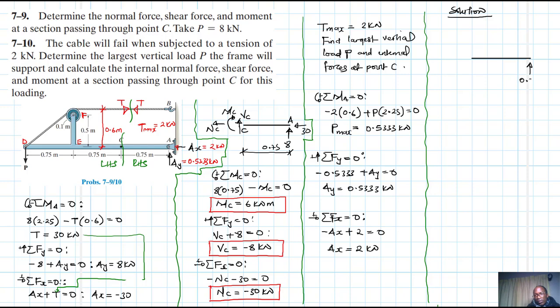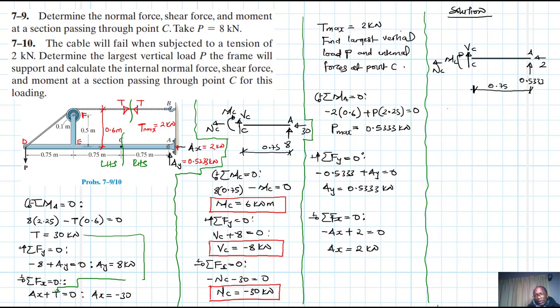All right, so let's replace that with the forces. So we have the 0.5333, we have a 2 there, this point is C, this is A. We have a shear of VC, a moment of MC, and the normal force of NC. And this length here is just equal to 0.75. Okay.